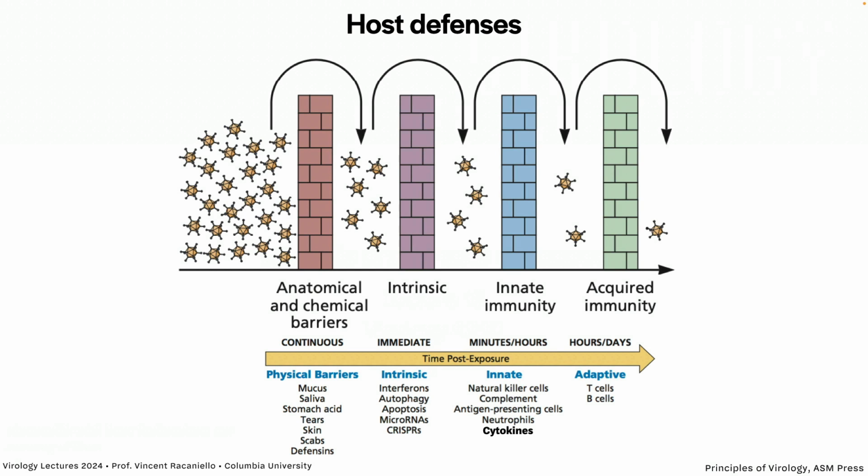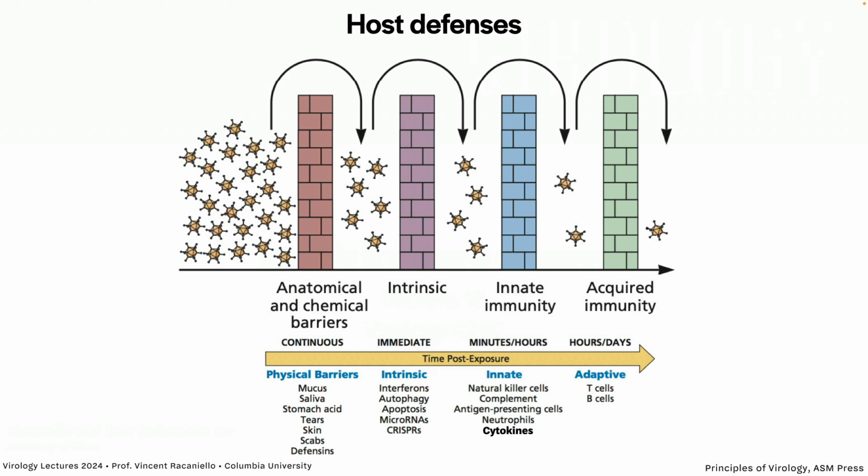So here's my view of immunity. A couple of barriers to virus infection. We start with anatomical and chemical barriers, things that are always present like mucus, which we've talked about, saliva, stomach acid, tears, your skin, an outer layer of defense, scabs, and defensins. These are antimicrobial peptides produced by your skin microbiome. Very cool. A lot of them are antiviral.